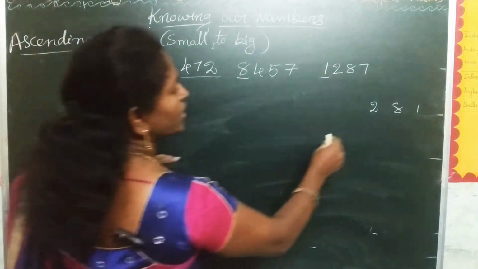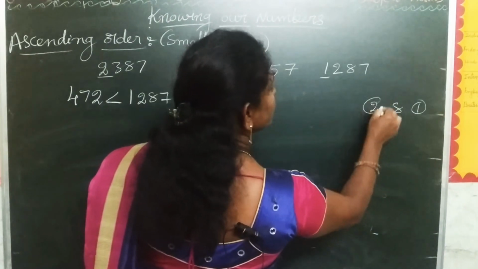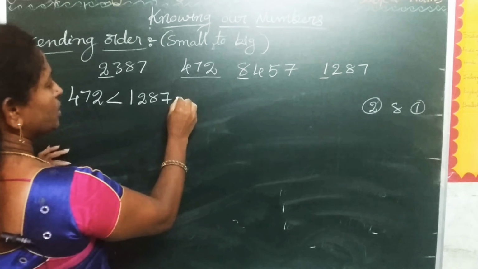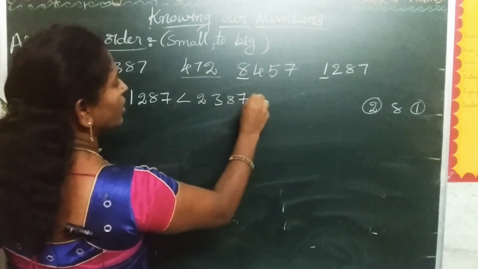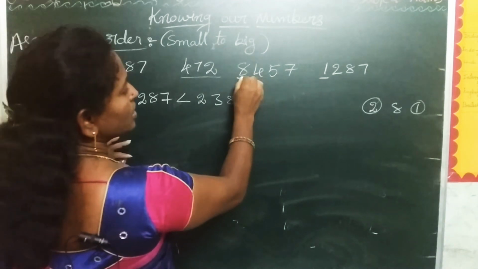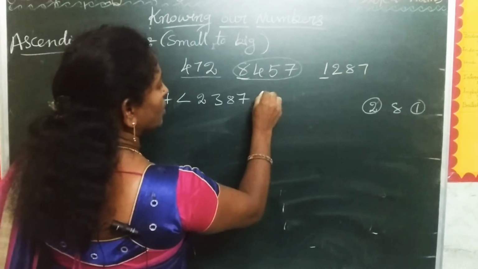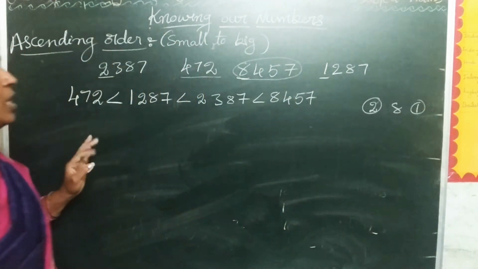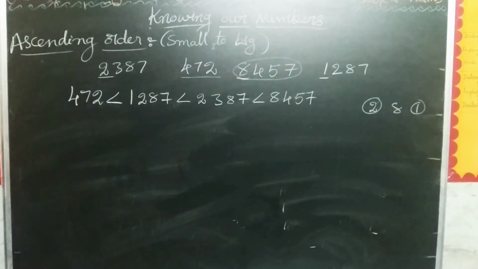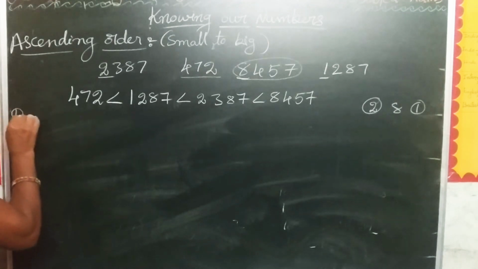And coming to the next, this is over. The next smallest number is 2387. And the last one is 8457. This is the ascending order of numbers. Next one is descending order.